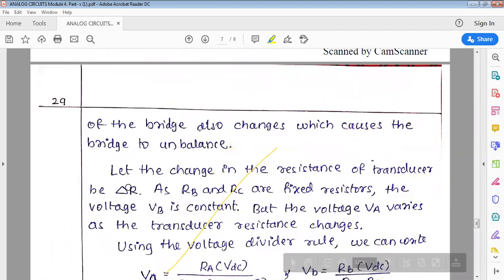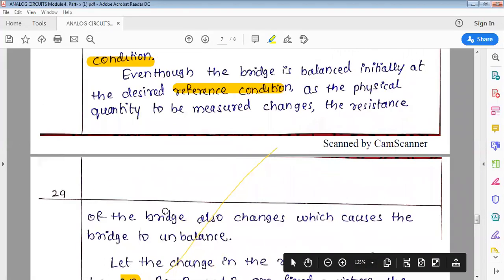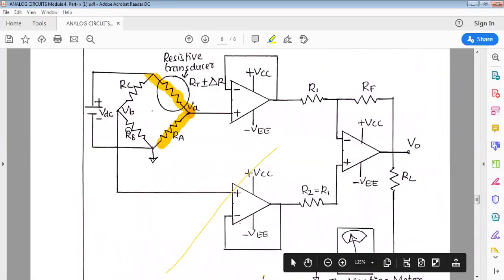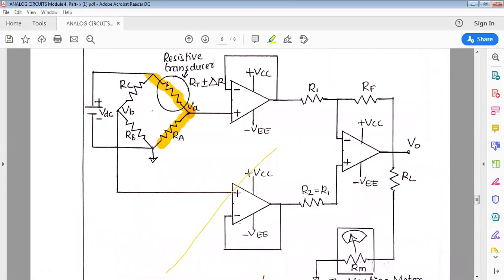Let me assume that delta R is the change in the resistance of the transducer. As RB and RC are fixed resistors, the voltage VB is constant because RB and RC are fixed. So because of that, VB will not change. But here in this part, RA is fixed, but this resistance, that is the resistive transducer, depends on the physical quantity that is to be measured. And depending on that, this delta R changes. So because of that, VA also changes.